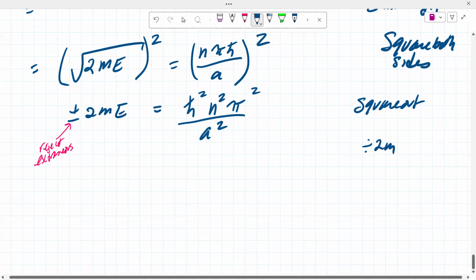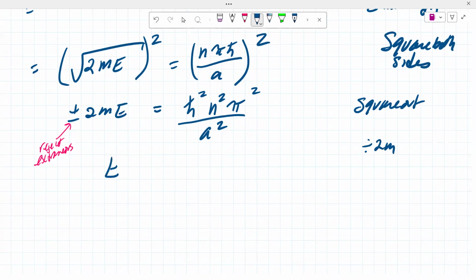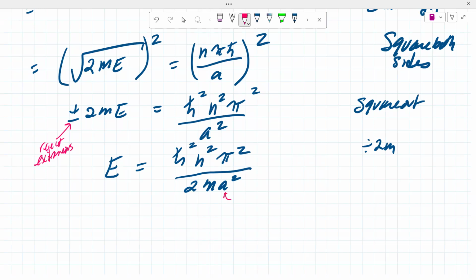2m. So I'm now gonna have E equals h bar squared pi squared over 2a squared. This, by the way, is the constant a, not acceleration. Just in case you were wondering. All right.